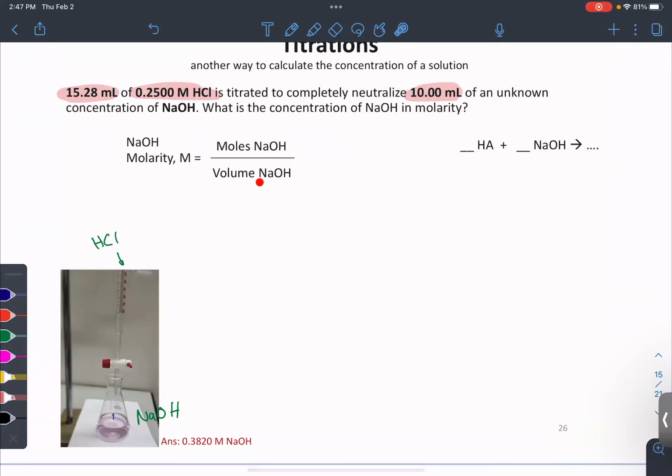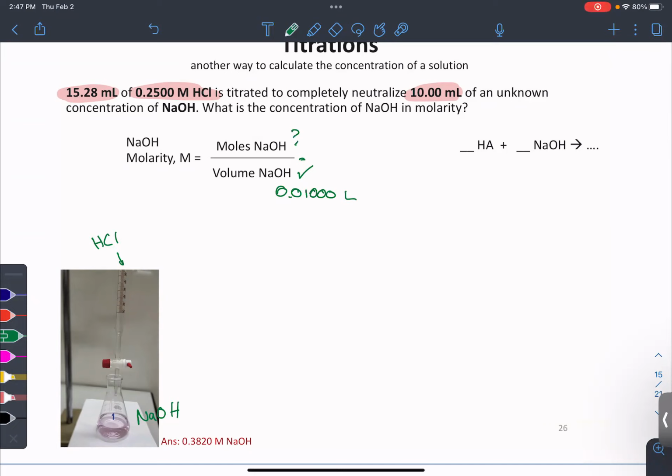Do we know the volume we used? Yes, what is it? Is it the 10 number, or is it the 15 number? The 10 number, yes. The volume of sodium hydroxide is 10.00 milliliters of an unknown concentration of sodium hydroxide. So we know the denominator, it's 10 milliliters, so 0.01000 liters.